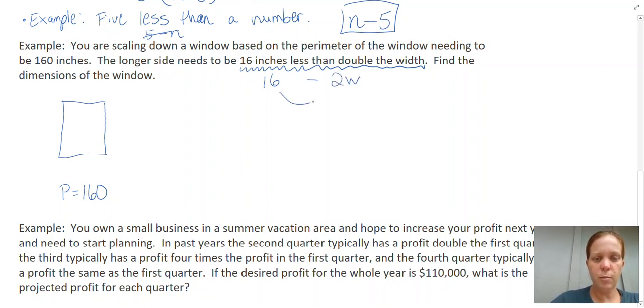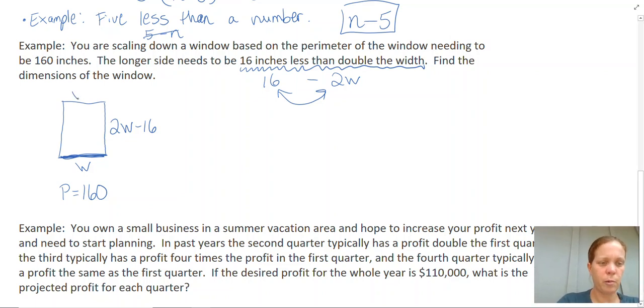But like we just talked about, less than, we kind of have to flip this around. So this longer side would actually be 2W minus 16. 16 less than double the width. And then that's it. Find the dimensions. Now, there's nothing on the other side, but if we already called the longer side 2W minus 16, then this bottom side would be W. Perimeter means add all the sides.